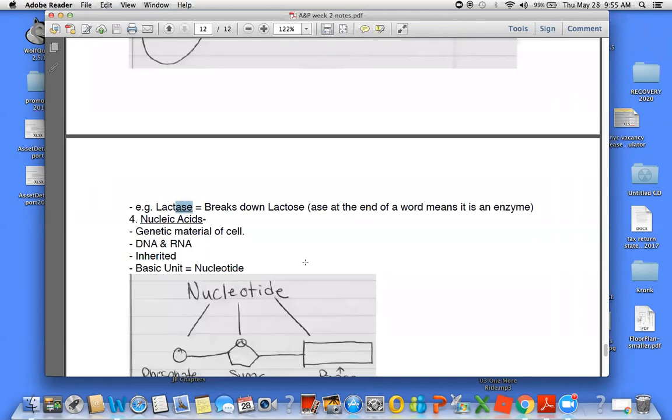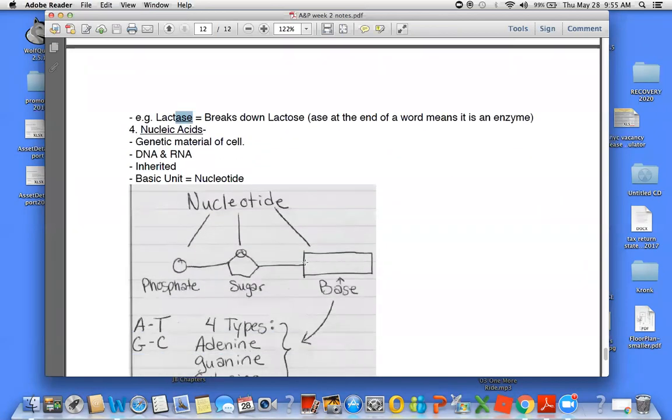There's a few examples, renin, carboxy, what the heck is it? Trypsin, that doesn't end in ASE, but for the most part, enzymes end in ASE. So lactase breaks down lactose, all right? Maltase breaks down maltose. Lactase is an enzyme that breaks down milk sugar, lactose. If you're lactose intolerant, then you don't have lactase as an enzyme to break down lactose.